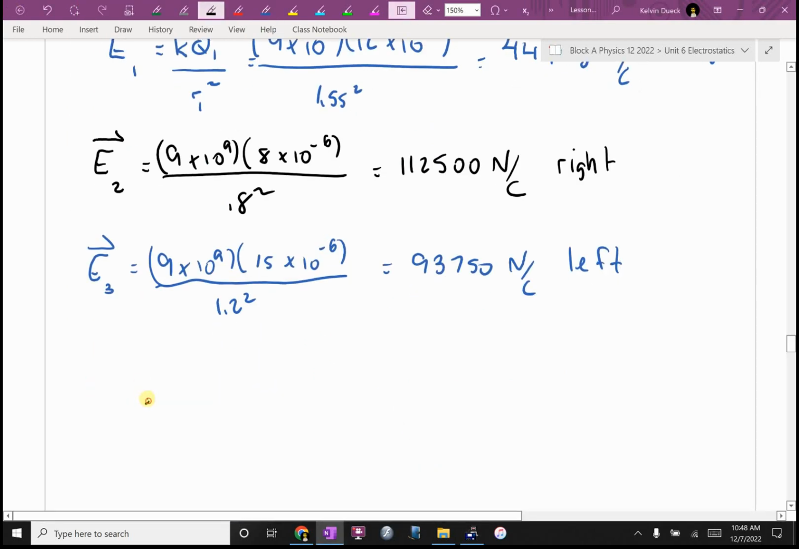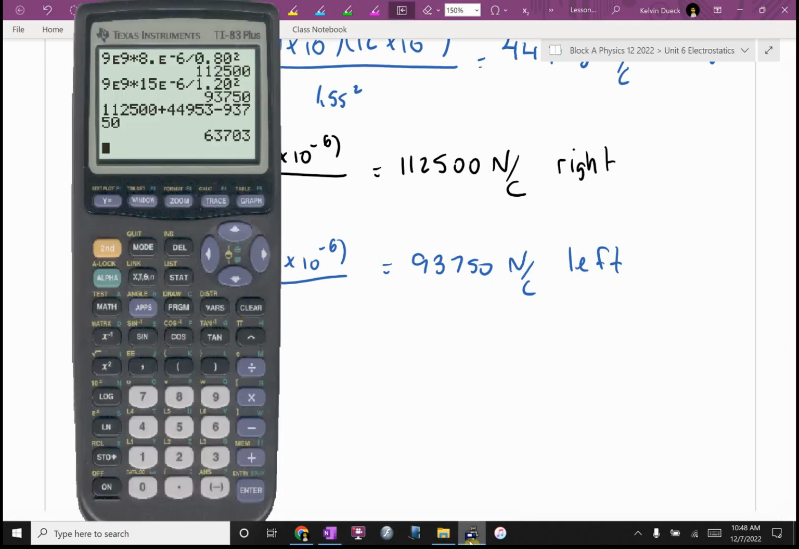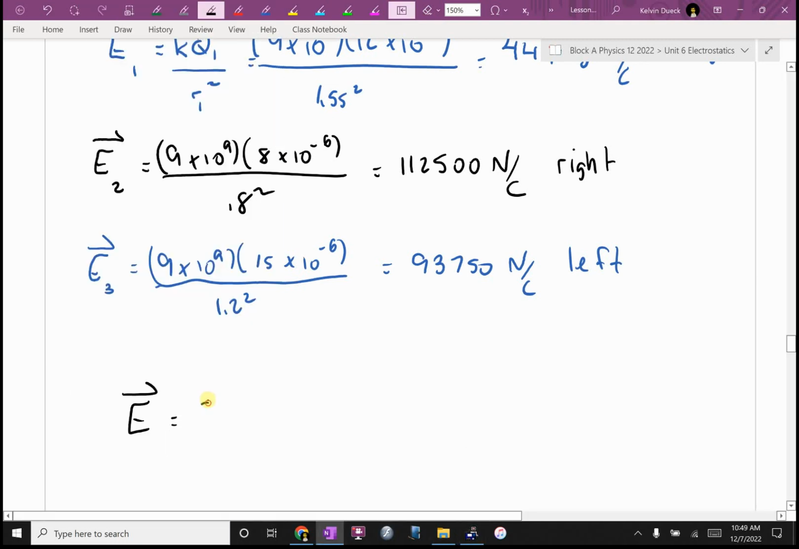So the net electric field is, what did I say? 63,700 newtons per Coulomb. Direction? Right.